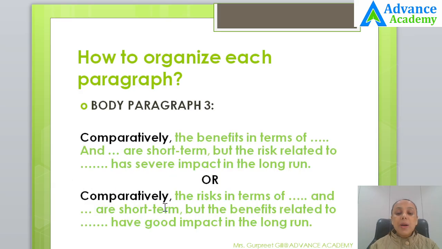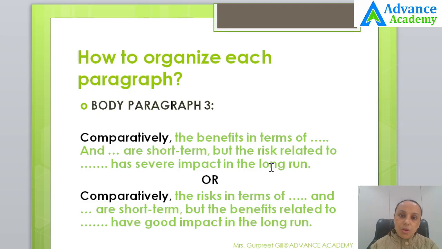Then this is the new paragraph that you are learning, that is the third paragraph. This would start like comparatively the benefits in terms of dash and dash are short term. For example, you wanted to prove it to be a negative development, then of course you're going to say that the benefits are short term, those are temporary. Here in the dotted dashes, you might use the keywords for the benefits, but the risk related to dash has severe impact in the long run.